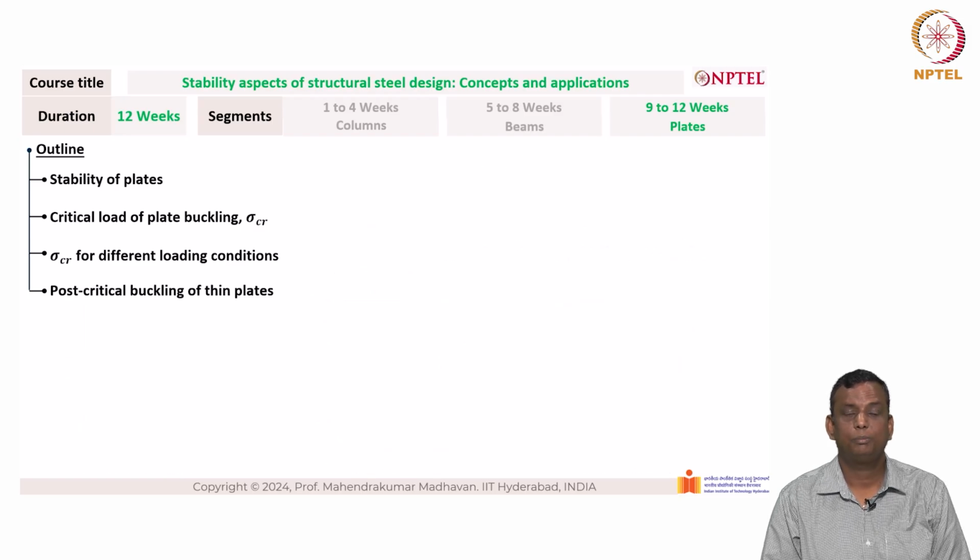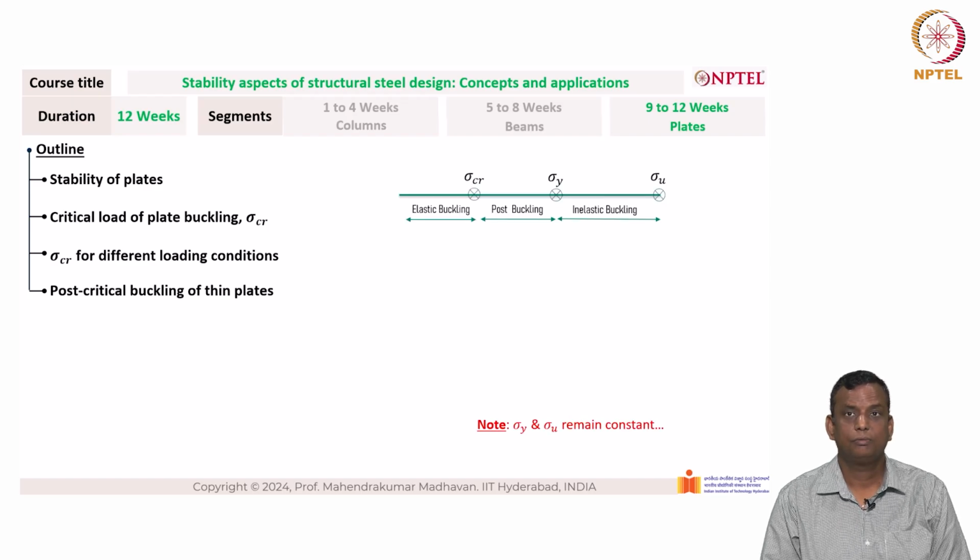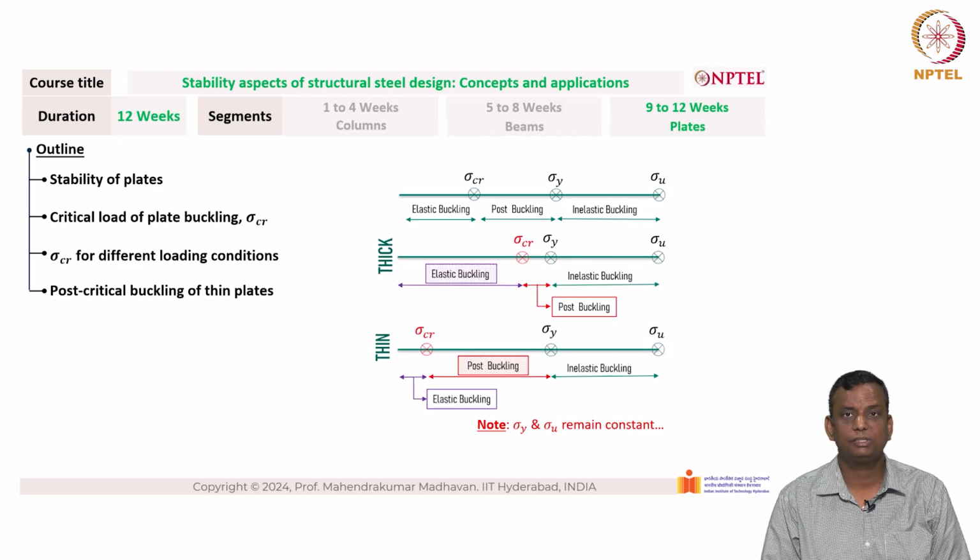Now we will talk about the post critical buckling of thin plates. This is the ability of a thin plate to take more load, or to undergo more deformation, beyond the critical buckling load. So we will talk about the post buckling reserve capacity and how the post buckling reserve capacity is a function of the thickness of the plate. Thicker plates have lesser post buckling and thinner plates have more post buckling, as you can see from here.